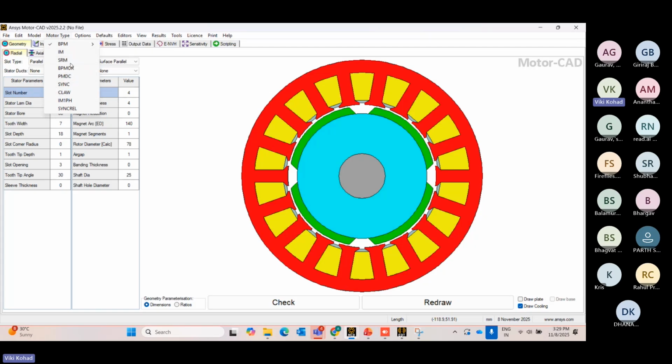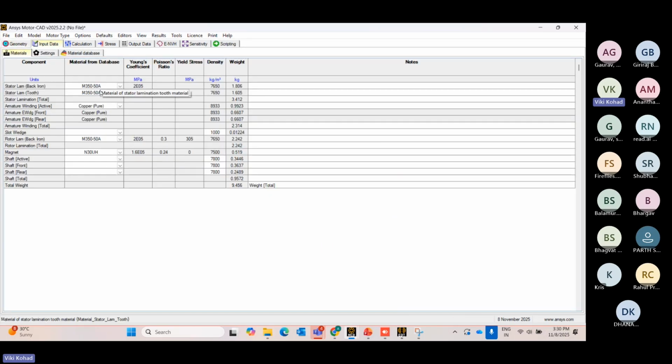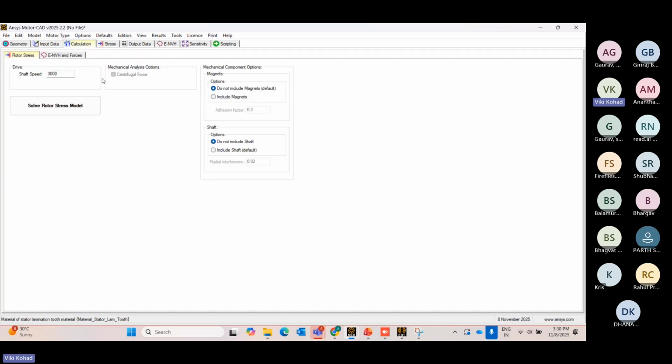supported motors. Here you can see the motor types like the BPM motor, induction motor, SRM, BPM outer rotor configurations, PM DC. So these are the 8-9 types of motors. Here you don't need any geometry, you just need your parameters, whatever parameters your motor has. You just need to put in your parameters like slot number, stator lamination, all the parameters you need to get there. Then you give the materials data, whatever materials data your motor has, and then you have to do the calculation.